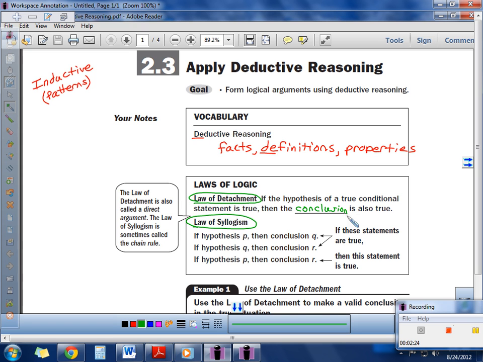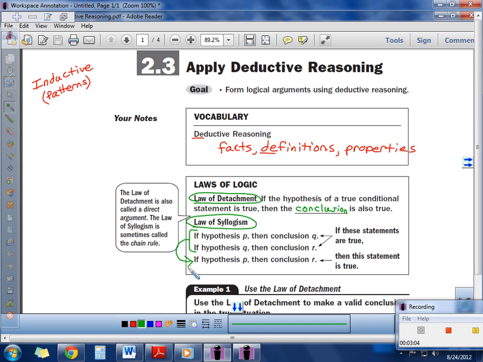I like the next one, though, a lot, because I think it is simple. But some people make it difficult. The law of syllogism says, if hypothesis P, then conclusion Q. Just making up little variables. Then it gives another conditional statement. If hypothesis Q, then conclusion R. Then it gives a third one. If hypothesis P, then conclusion R. Here's what it wants you to do. It wants you to use the first two to create the third.